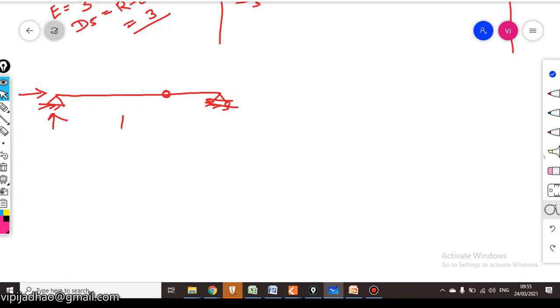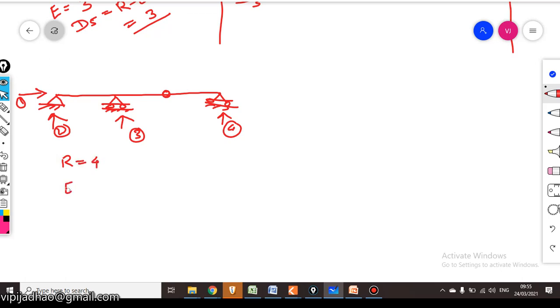Here we'll be having a roller support. Okay. So total reactions will be like this. Here again we'll be having one reaction. So total number of unknown reactions are 1, 2, 3 and 4. So total number of unknown reactions R is equal to 4.